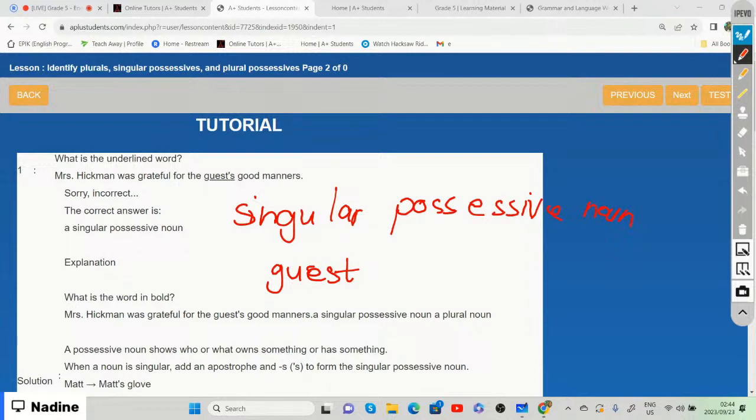So we're talking about the one guest. But now we're talking about this guest's good manners, right? So we are putting the apostrophe to talk specifically about the guest's good manners, or to compliment the guest for his or her good manners. So the guest's good manners.